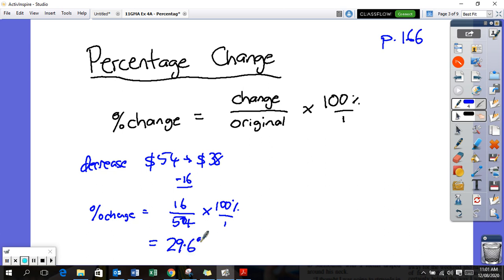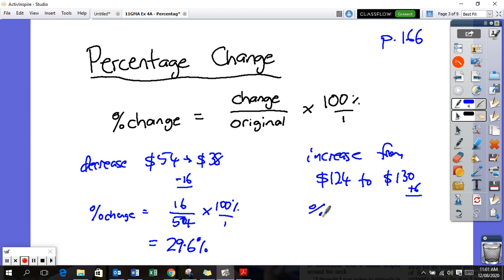So that's the percent change, a 29.6% change. Okay, so if something increases from 124 to 130, it's going to go up by 6. So the percent change is just 6 over 124 times 100 over 1. On the calculator, 6 divided by 124 times 100 is going to be a 4.8% change.